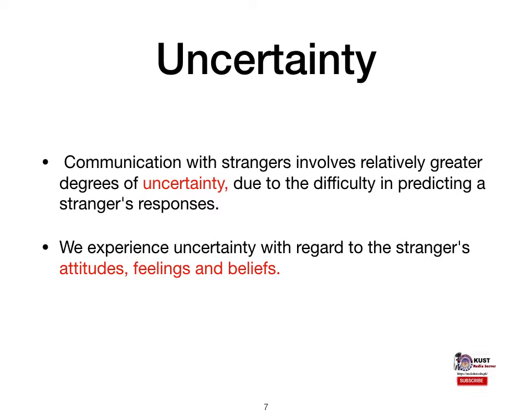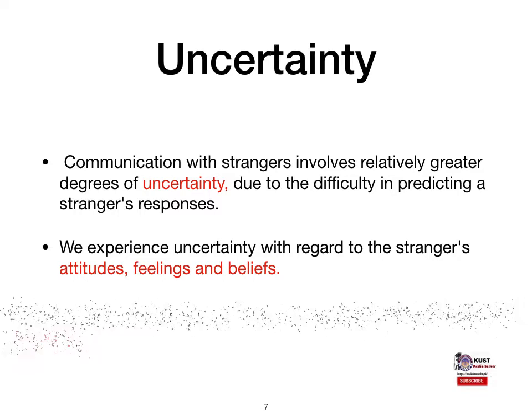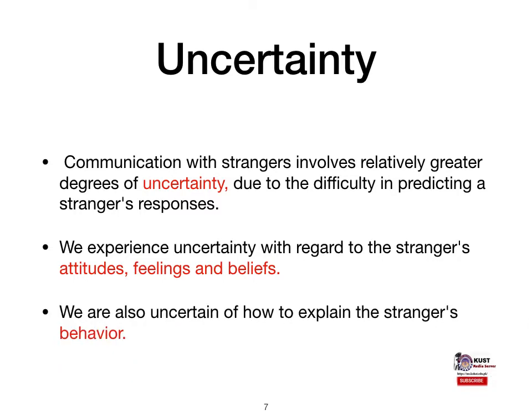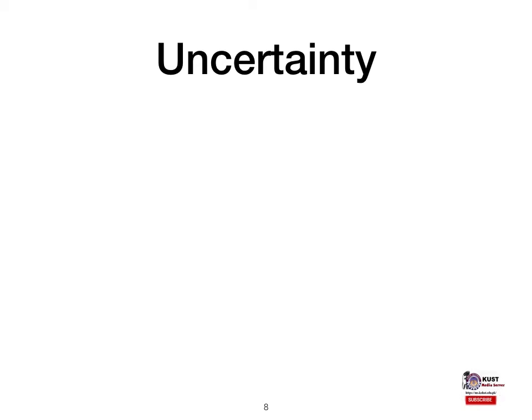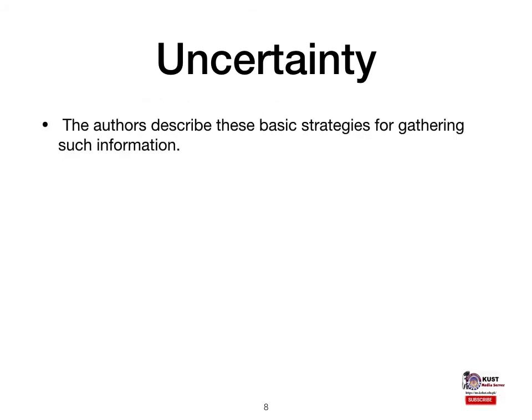Sometimes you may meet a person who's completely opposite to you. It may not be easy for you to get along. But that's the beauty of it. That's the beauty of intercultural communication. And that's how you widen your perspective about different cultures, different people, different faiths. That's the key for that. And then we are also uncertain of how to explain strangers' behavior. We never know how they're going to behave, respond. So the author describes these three basic strategies for gathering information.